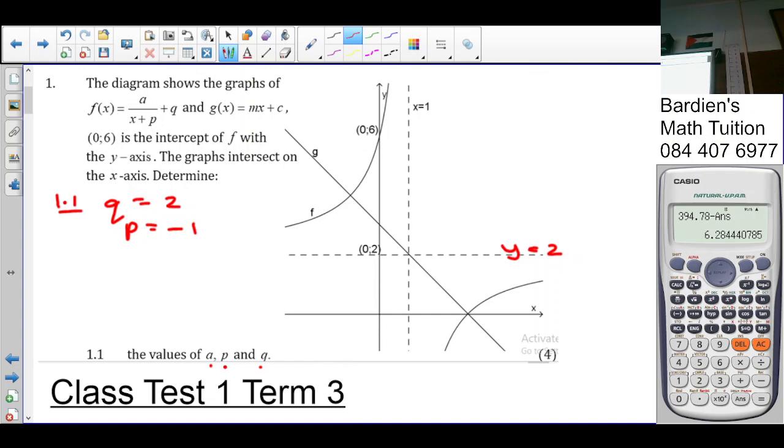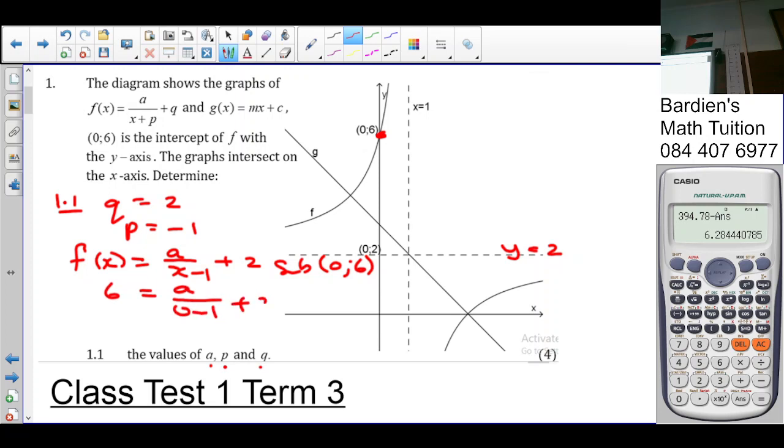Okay? So we have an equation now. f of x equals a over x minus 1 plus 2. To solve for a, I substitute the point that this graph is going through. So I'm going to substitute 0 and 6. That's x and y. So 6 is equal to a over 0 minus 1 plus 2. Take that 2 over. It becomes 4 is equal to minus a. So a is minus 4.